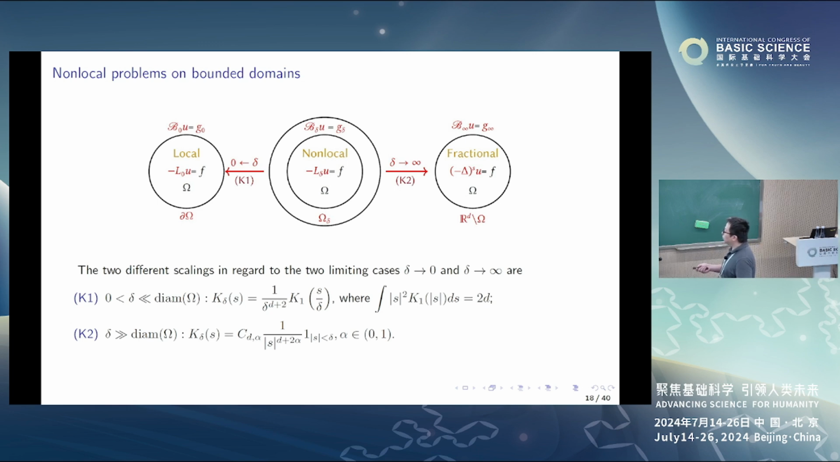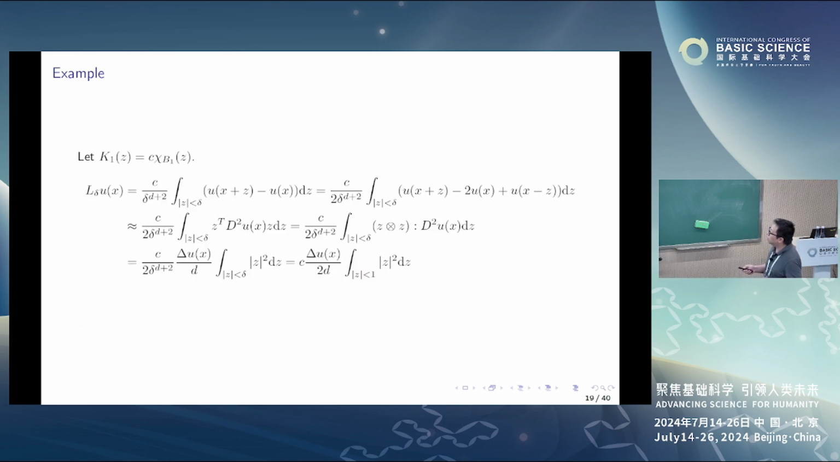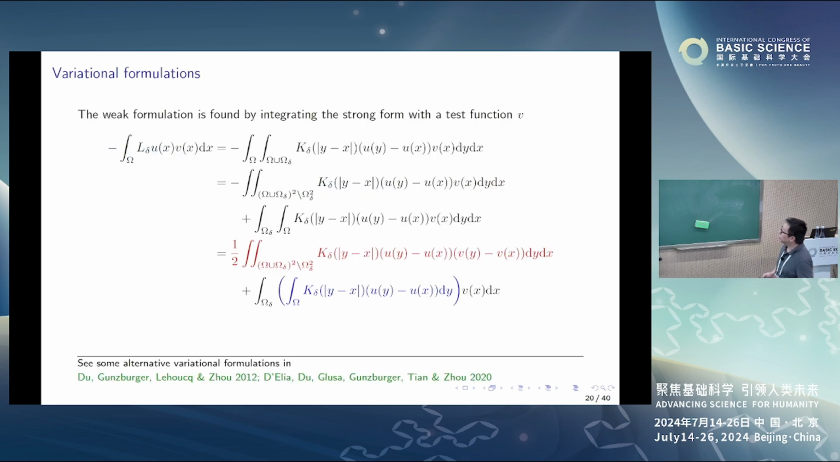And the proof is simple. So if you choose a smooth function and plug it into the nonlocal operator, use the definition, then use Taylor's expansion, then you will see the leading term is a Laplacian, okay? And when delta goes to 0, the other terms go away, okay? I don't want to say too many details.